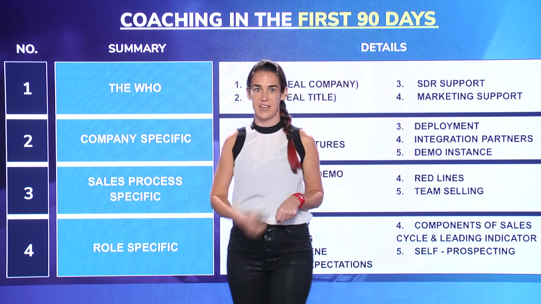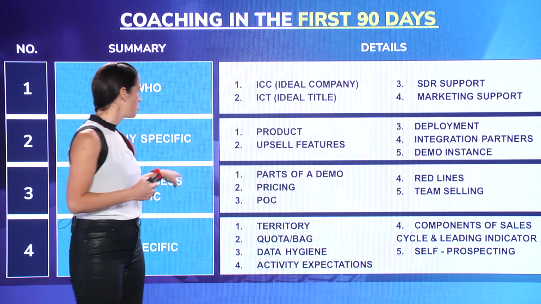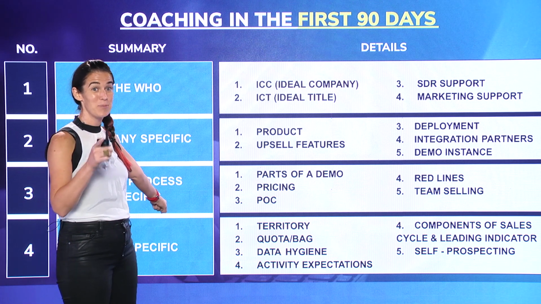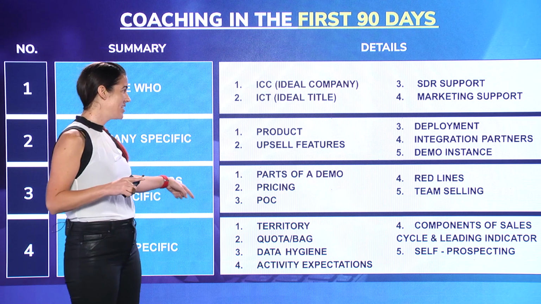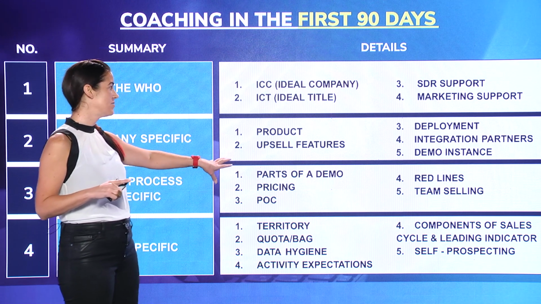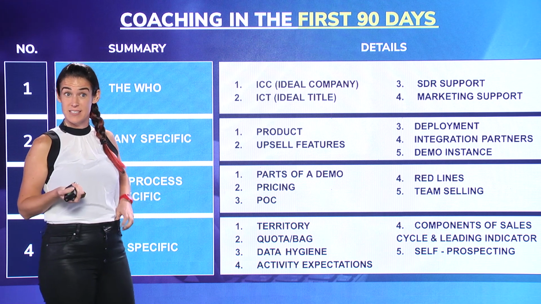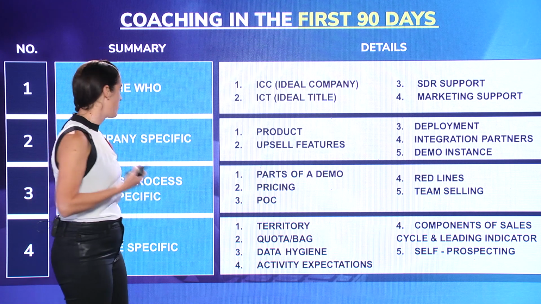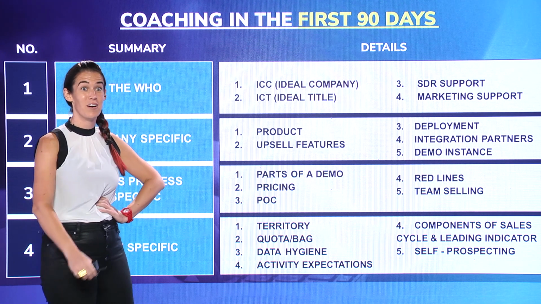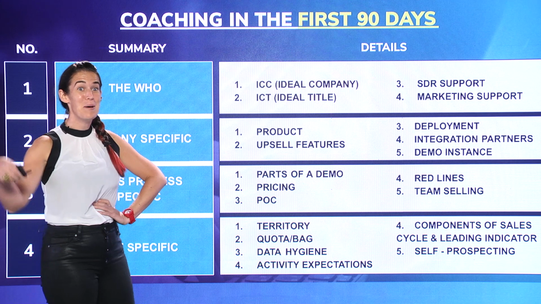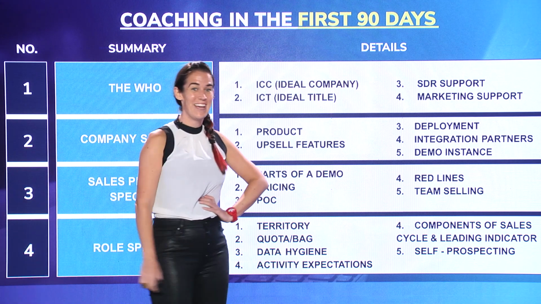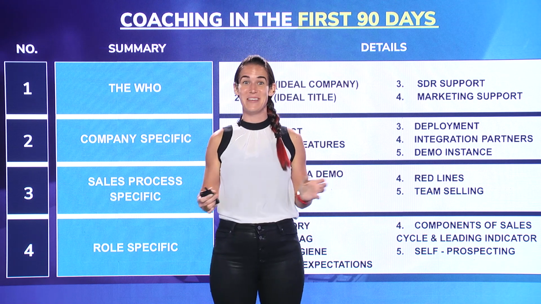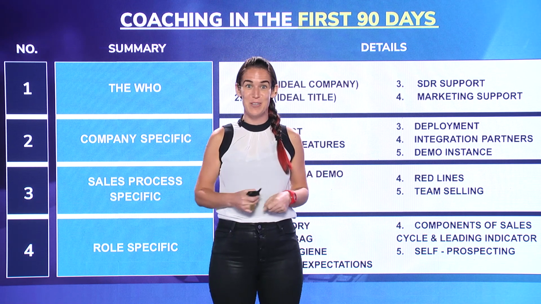Number four, role specific. So very similar, but territory, their quota or bag, what's the data and hygiene expectation within their CRM, activity expectation, components of the sales cycle and leading indicators of the success of those components, what's acceptable evidence that they're doing well. And then number five, what is the expectation for self-prospecting? I would say if you are not self-prospecting, I would do it in jest no matter what, because that's what really keeps you sharp and turns you into a seller.